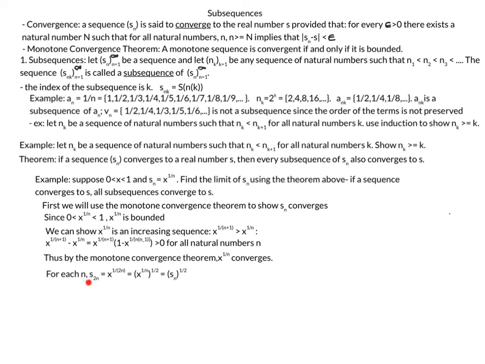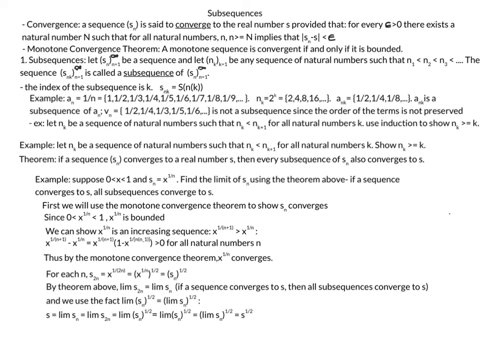We are going to consider the subsequence s2n. So s2n is equal to x raised to the 1 over 2n, which is x to the 1 over n raised to the 1 half, which is just Sn to the 1 half. By the theorem, we said that every subsequence is going to converge to the same thing the sequence does, so the limit of s2n should equal the limit of Sn. We will use the fact that the limit of Sn to the 1 half is equal to the limit of Sn all raised to the 1 half. So s is equal to the limit of Sn, which is equal to the limit of s2n, again, because the limit of the subsequence is the same as the limit of the sequence.